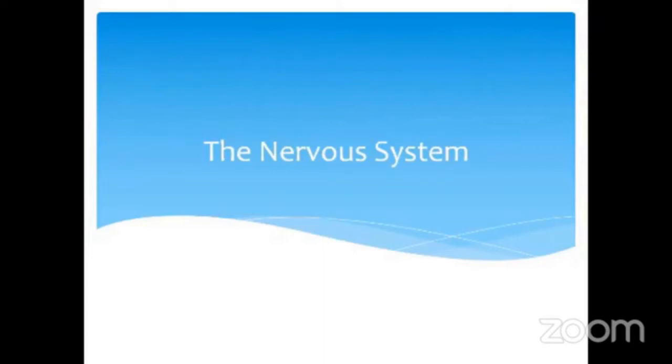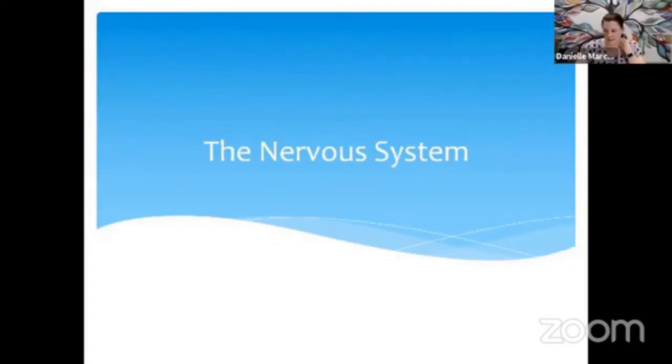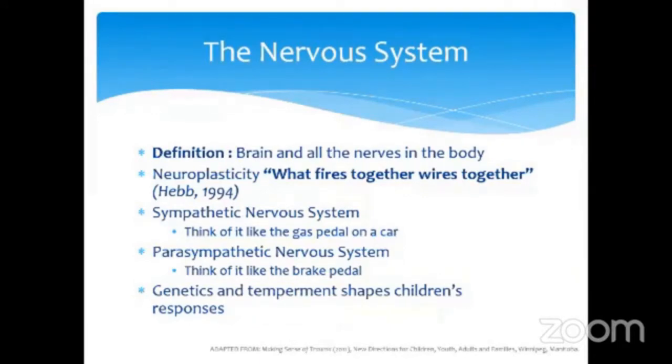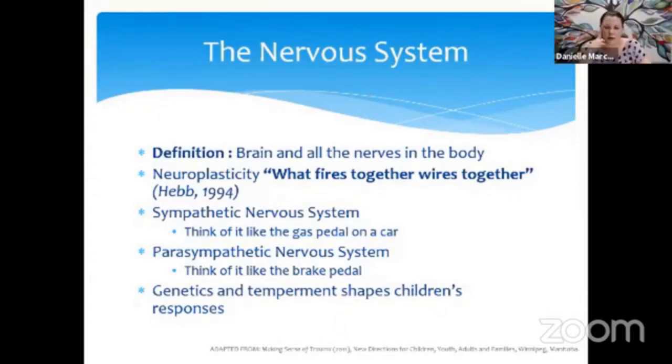So, nervous system, a little bit of biology for you guys. Our nervous system is basically our brain and all the nerves in our body that are connected together. The nervous system organizes and integrates sensory and emotional information. So that's how we make sense of the world around us, through the nerves in our body and our brain. Our brain is formed with 1 billion neurons that create paths that are established by repetition.